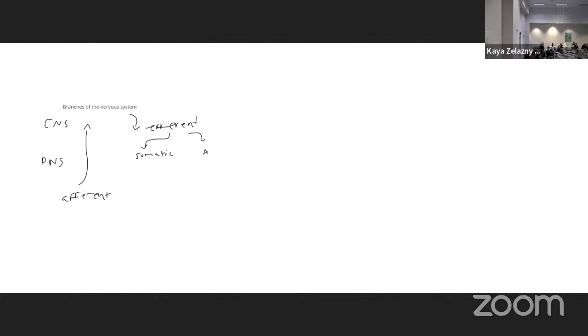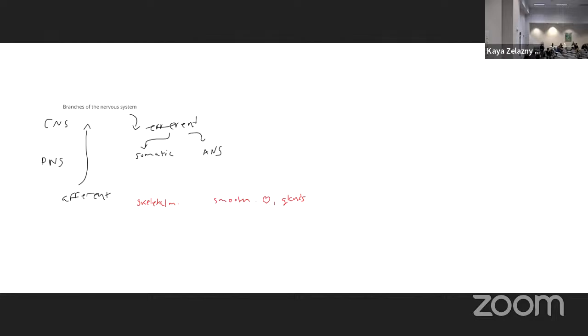ANS. Okay. The way we tell the difference is where we're going primarily. So skeletal muscle is somatic. So this is under voluntary control. Autonomic nervous system is smooth muscle, your cardiac muscle, so your heart, and glands, possibly fat. Okay. So this is all involuntary. This is all homeostasis.